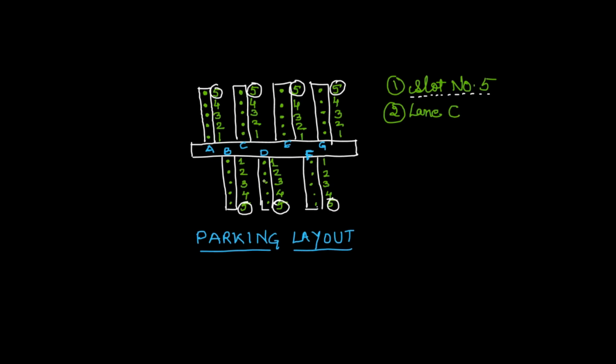Now you are very clear that first I have to go to lane C. Once I reach lane C, I have to park it in slot number 5. So this is your exact parking corresponding to these two conditions given. Fine. So we see that to locate an exact parking slot, just giving one piece of information, that is the parking slot number, is not enough. We have to specify the lane in which this parking slot is. The same is the case in our coordinate plane also.